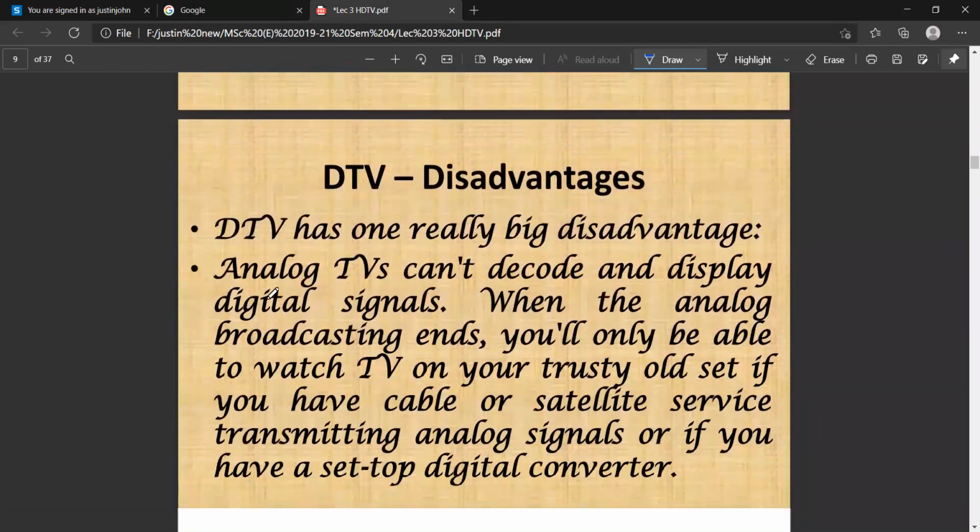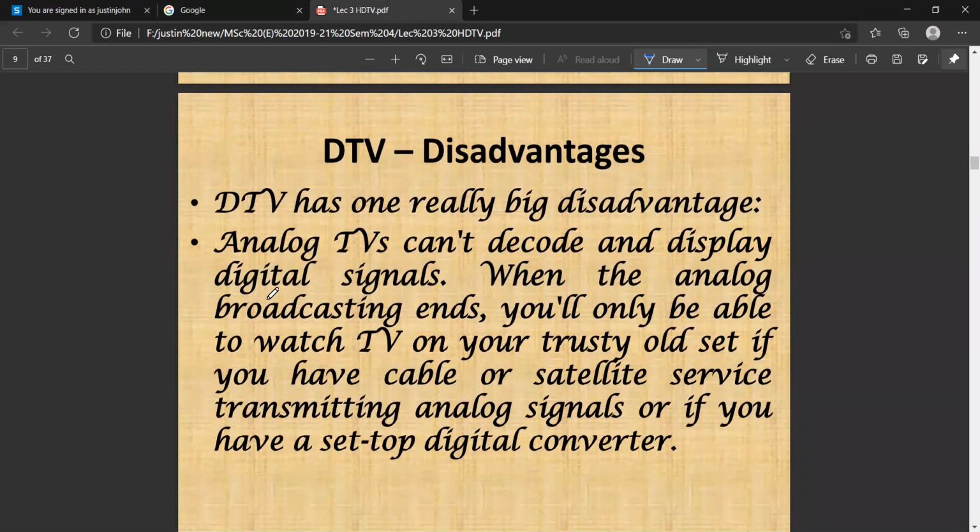Now, what is the disadvantage of digital television? The only disadvantage is that the analog TV that we use, the big cathode ray tube TV, cannot decode and display the digital signals. So what do we do? We need to convert the signals. If the analog signal ends and only digital transmission is taking place, that's what we see now. The analog signals in India are being replaced with digital signals.